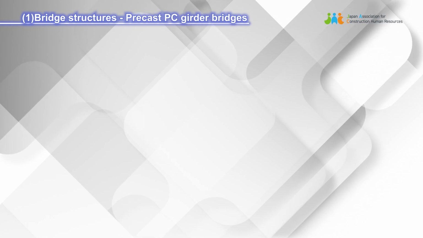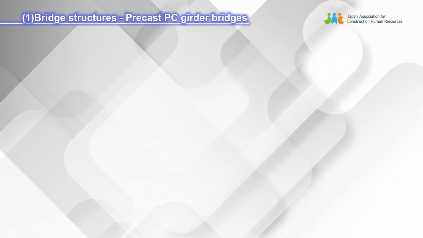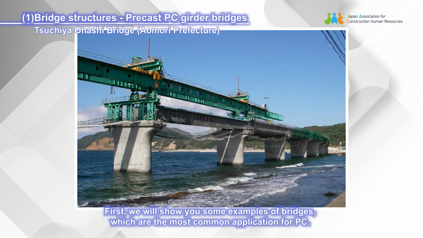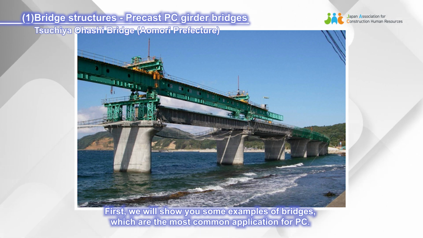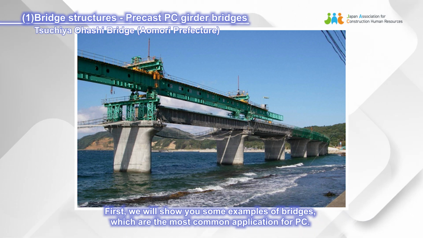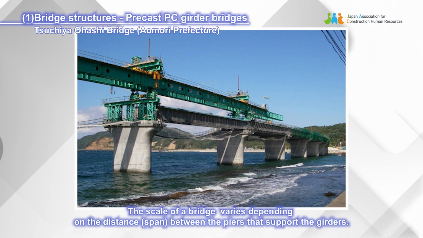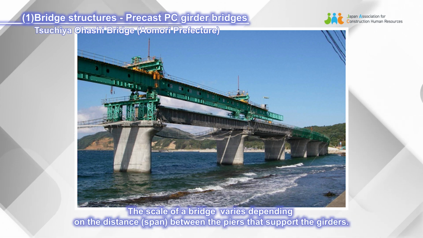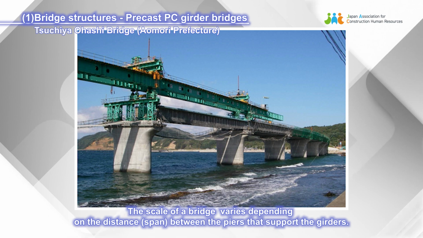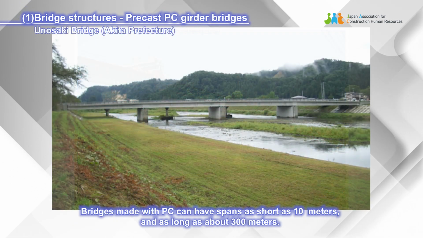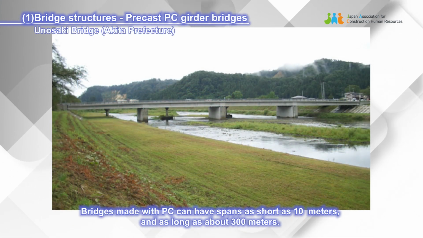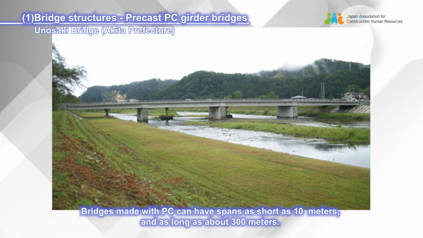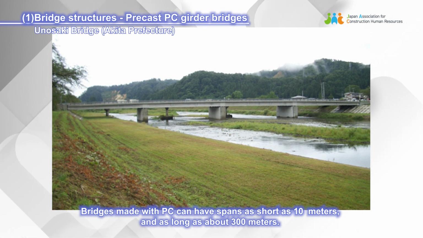1. Bridge structures, precast PC girder bridges. First, we will show you some examples of bridges, which are the most common application for PC. The scale of a bridge varies depending on the distance, span, between the piers that support the girders. Bridges made with PC can have spans as short as 10 meters, and as long as about 300 meters.